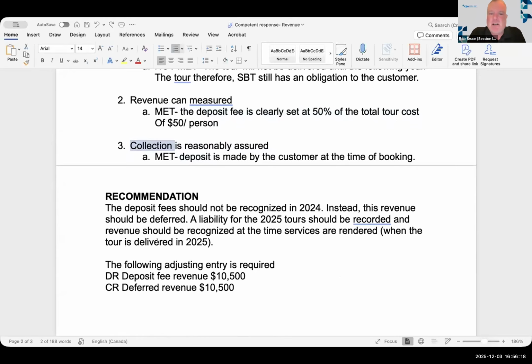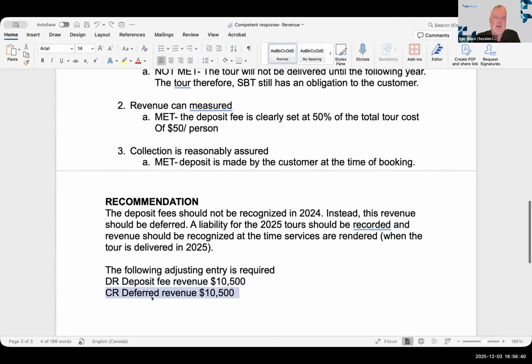The deposit fee should not be recognized in 2024. Instead, this revenue should be deferred. The liability of the 2025 tour should be recorded, and revenue should be recognized at the time the services are rendered, when the tour is delivered in 2025. So you see there that I clearly explain when revenue should be recognized, and then we give the entry to correct that: debit deposit fee revenue, credit deferred revenue.